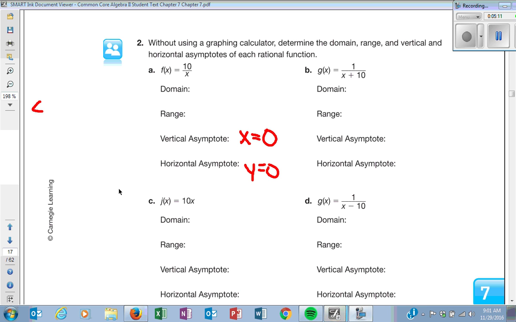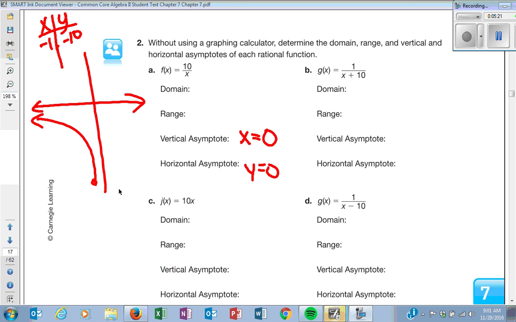Try this again. If I make an X and Y chart, if I put in a negative 1, I kick out a negative 10. So I know my graph is going to be different here. If I put in a positive 1, I kick out a positive 10, and then I know my graph is up here. And so I can see one's in the top, one's in the bottom. That means my domain, X is allowed to be everything.